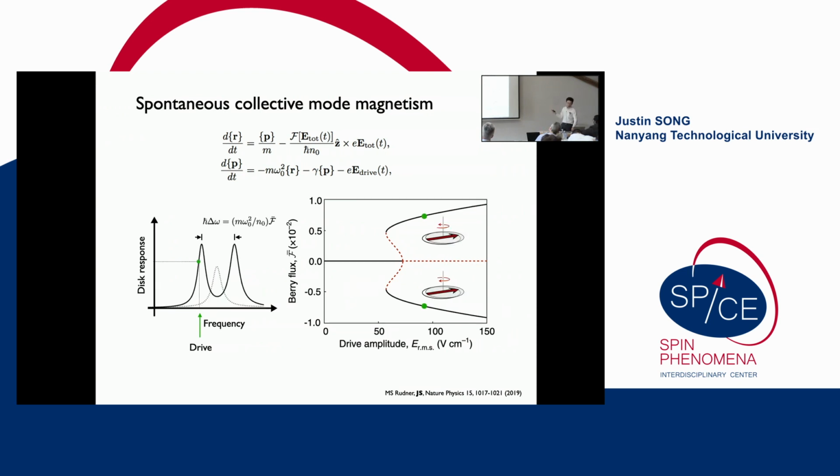But at some point, the system can decide. If I drive far away from my bare plasmon resonance, it won't do very much. But the system can also decide to shift the plasmon resonance into my drive frequency by splitting this mode, and this will spontaneously pick either the left hand or the right hand. This is what we call baryogenesis, a spontaneous generation of Berry flux.